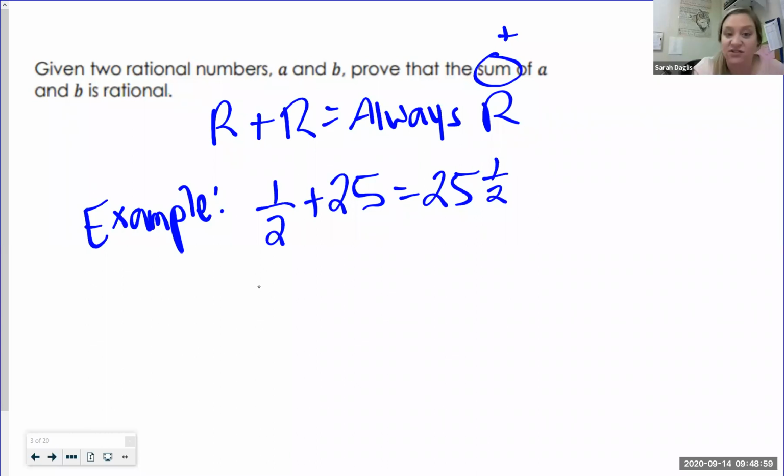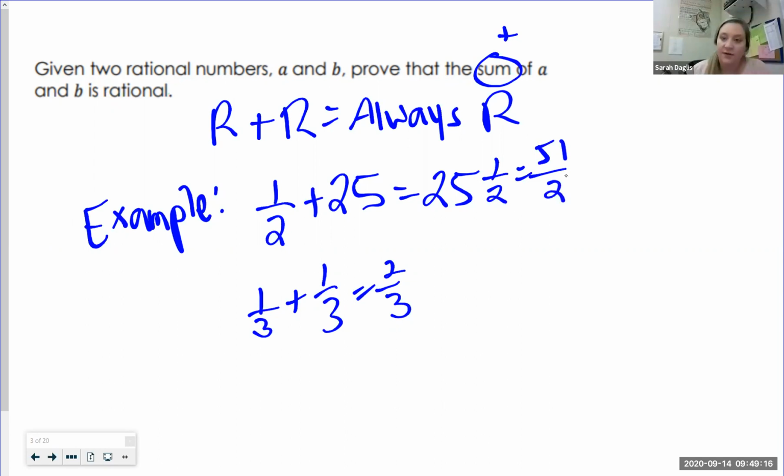I could even do two different fractions. What if I did like 1/3 plus 1/3? That gives me 2/3. That's still a nice pretty fraction, so it's gonna work out. This one is gonna be the same thing as 51/2, by the way. All right, good. So that is proof that whenever I put two rationals together, we always get another rational out of it, okay?